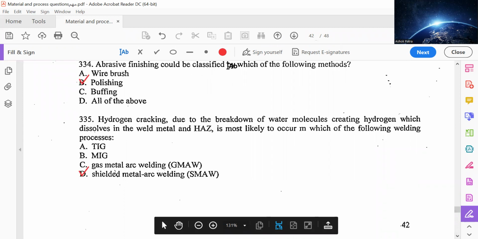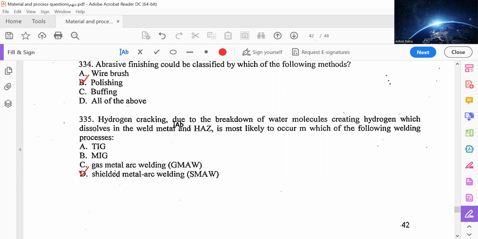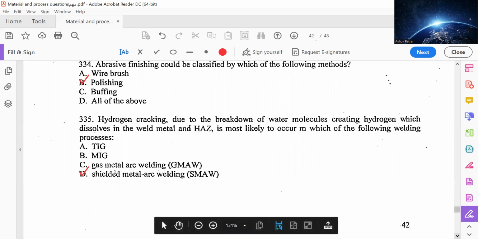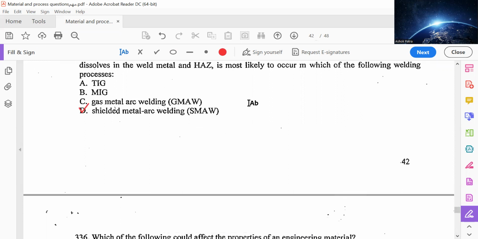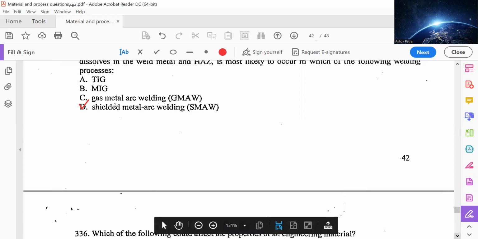Abrasive finishing could be classified by which of the following methods? Polishing, honing. Hydrogen cracking, due to breakdown of water molecules creating hydrogen which dissolves in the weld metal and edge, is most likely to occur in which of the following welding processes? Shielded metal arc welding. That's why they are using low hydrogen electrodes which contain 0.004 grams per million.